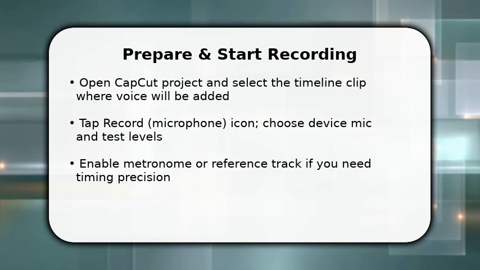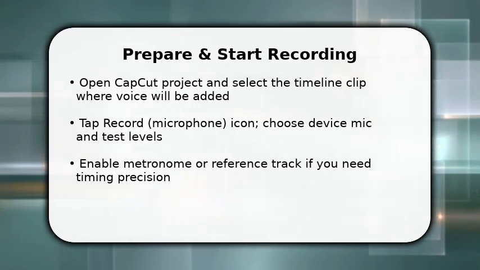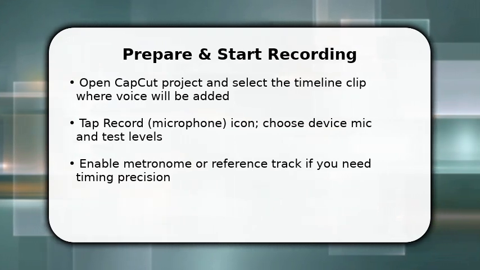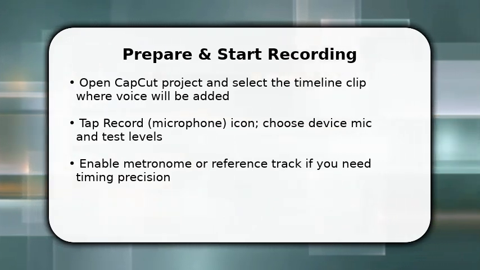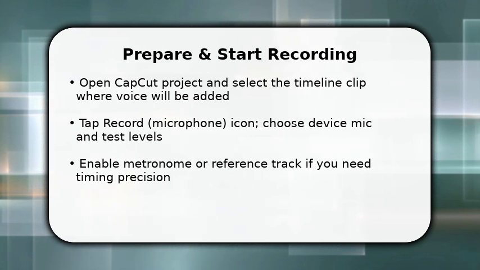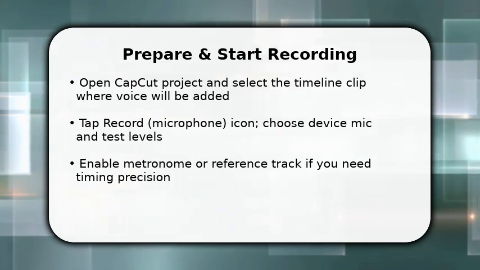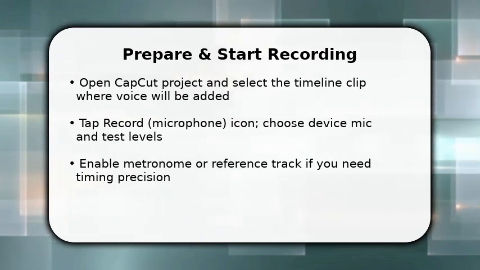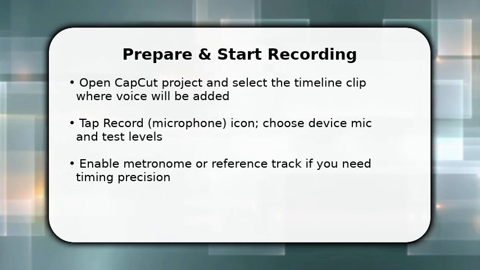You're ready to add a voice record. Start inside your open CapCut project and pick the exact timeline position where voice belongs. Once done, tap the microphone icon to enter record mode, choose your input device, and do a loudness test to avoid clipping. Make sure to lower background tracks or enable a reference track so your delivery matches the edit.